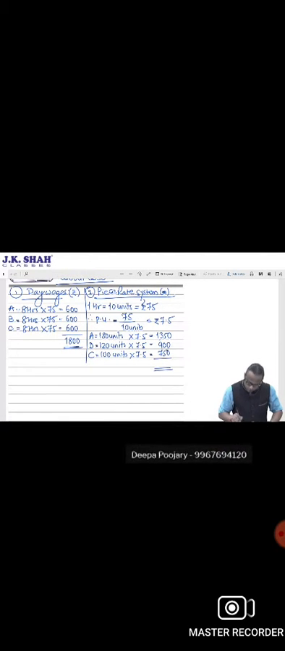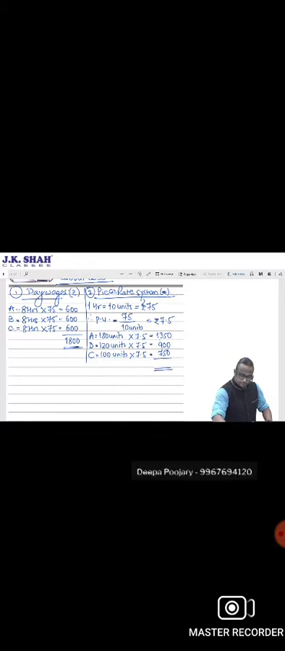7.5 into 180, 1350. 120, 900. 100 will cost you 750. 1350 plus 900 plus 750. So as per piece rate, it's going to be 3000.